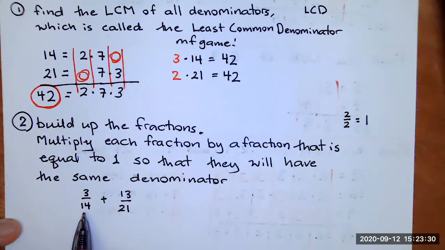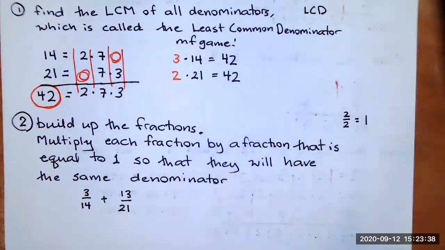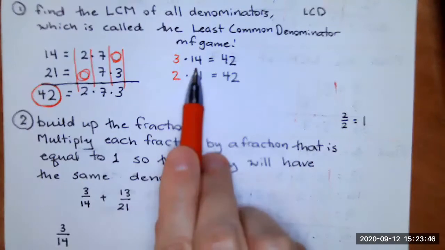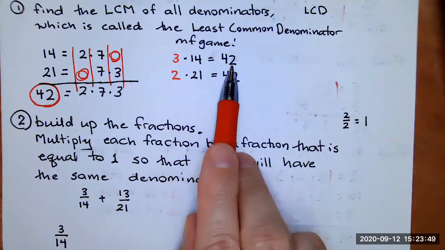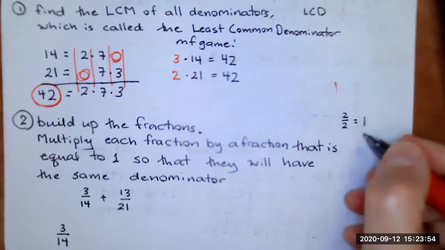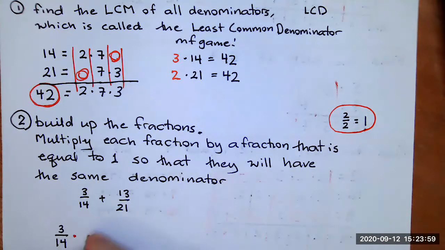So I have 14, and I want 42. And that's where we can use the missing factor game. So I have 14. I want 42. What do I multiply by? 3. But remember, it has to be a fraction that's equal to 1, because 1 times any number is the same number. So I'm not changing the fraction, I'm making an equivalent fraction.